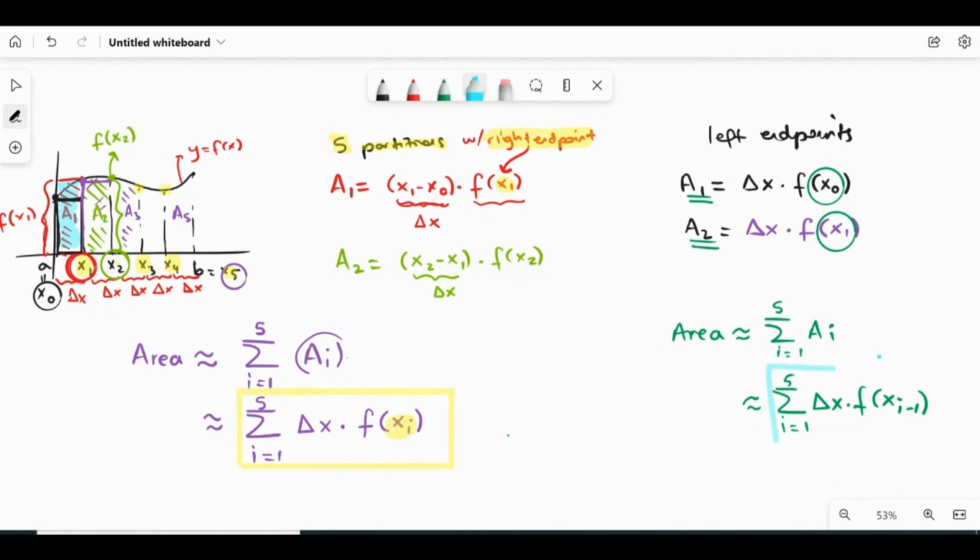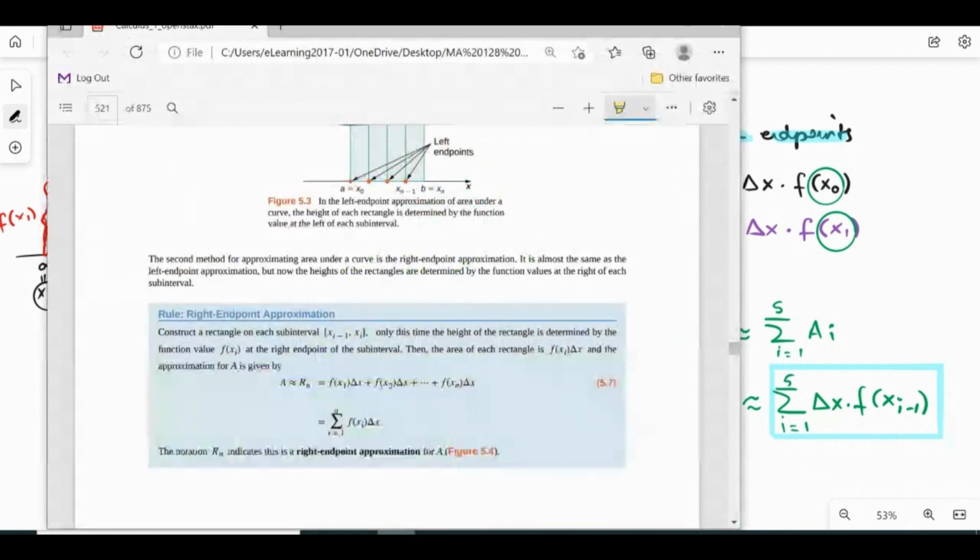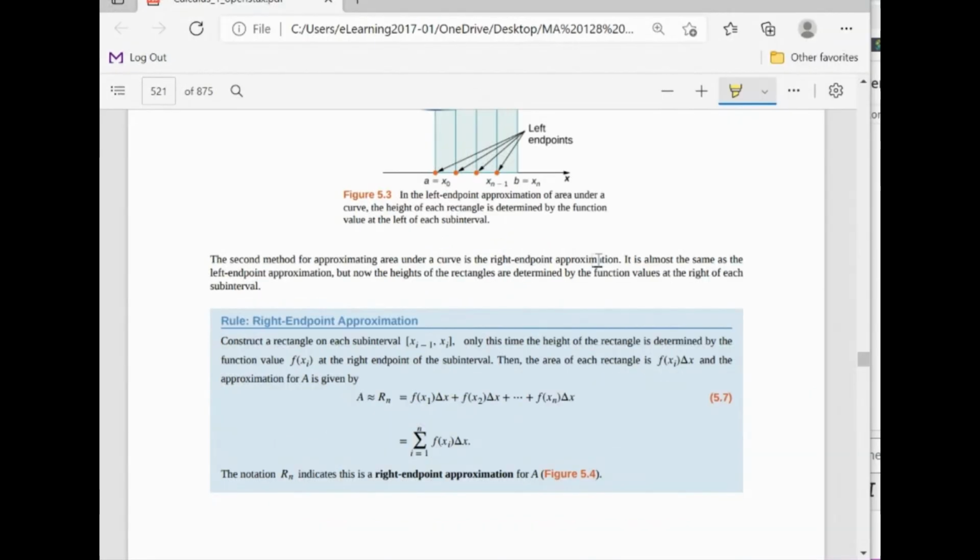So this will be the approximation for the area using 5 partitions again, but using left endpoints. We divided again, but we didn't use the right endpoints to determine the height; we used the left endpoints to determine the height of these rectangles. So both are possible. We said that as we increase the number of partitions, we will get a better approximation.